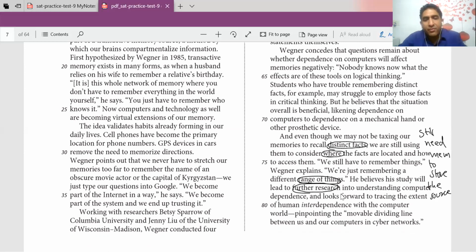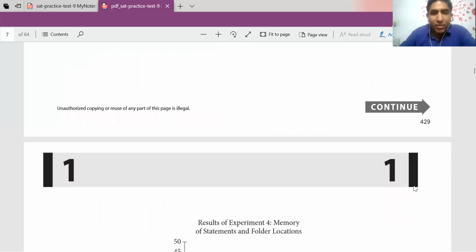It will pave the way for further research into understanding computer dependence, and he looks forward to tracing the extent of human interdependence with the computer world, pinpointing the movable dividing line between us and our computers and cyber networks. So basically, a very philosophical kind of end, as if the computer is just an extension of our memory. Further research will be conducted in this field. So this passage is all about the impact of the internet on how we remember things and how much we remember, and how the whole thing has been revolutionized.